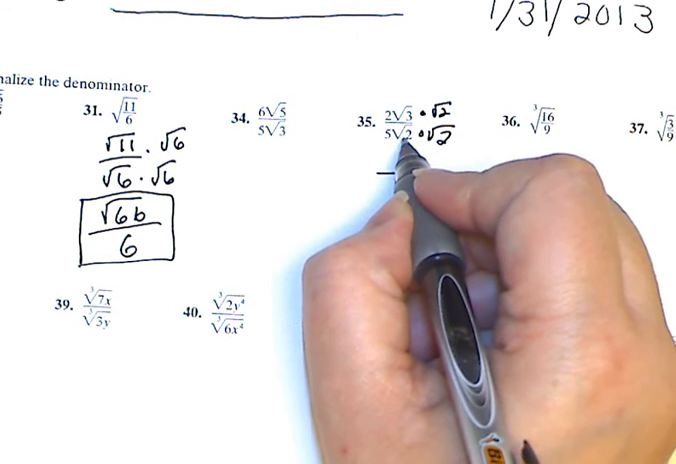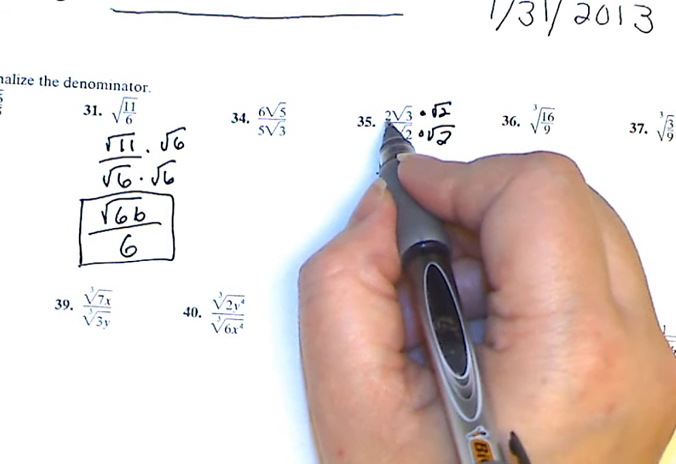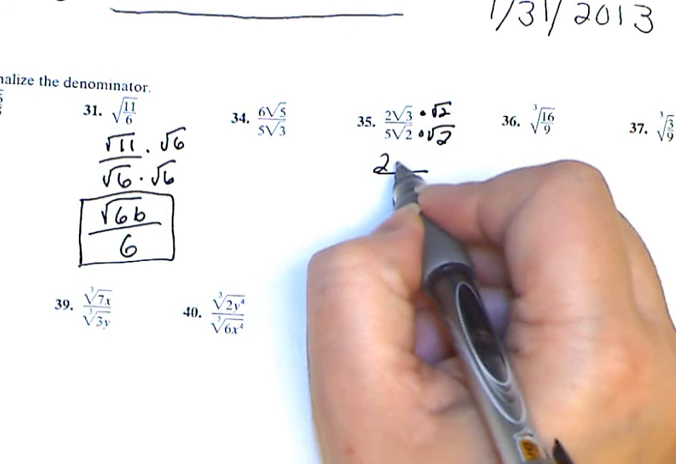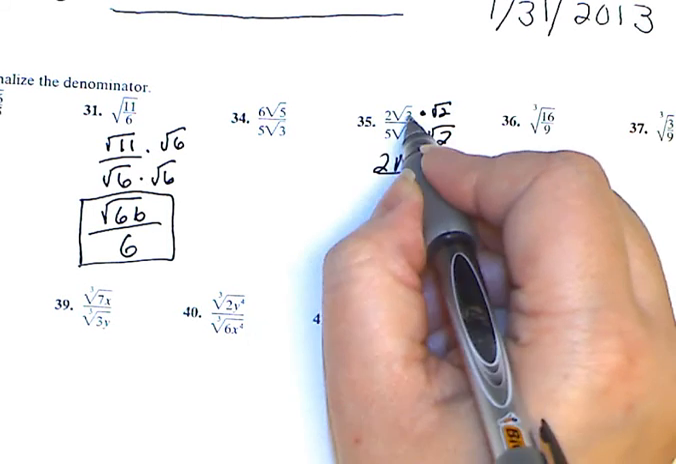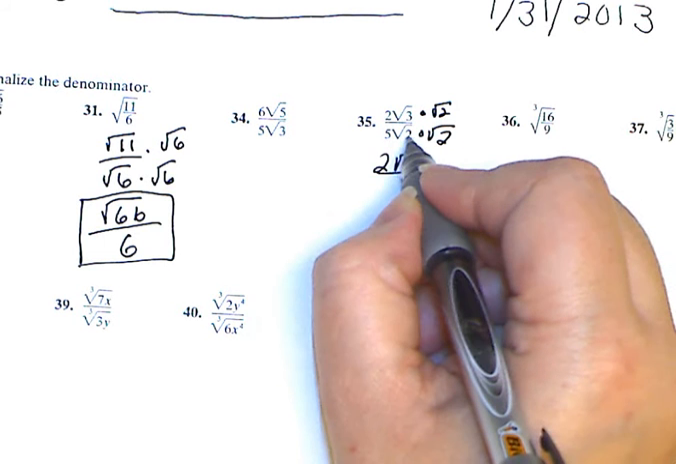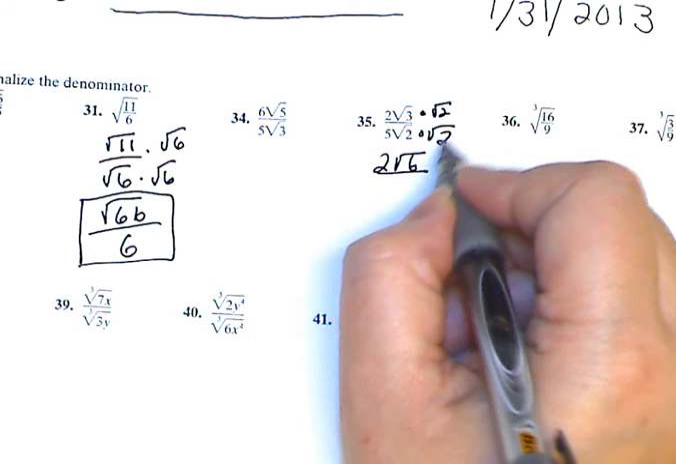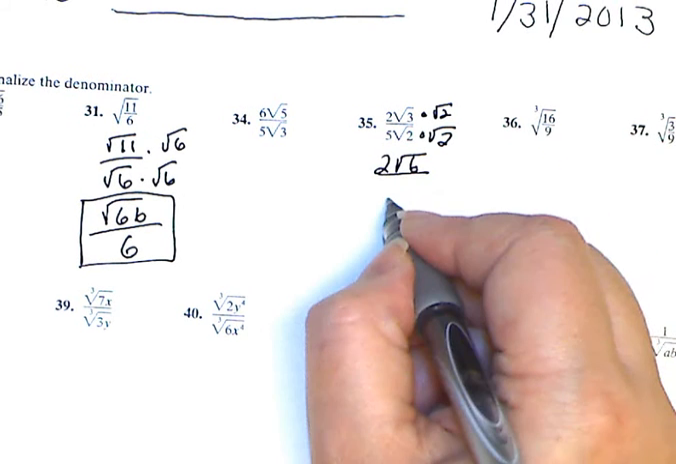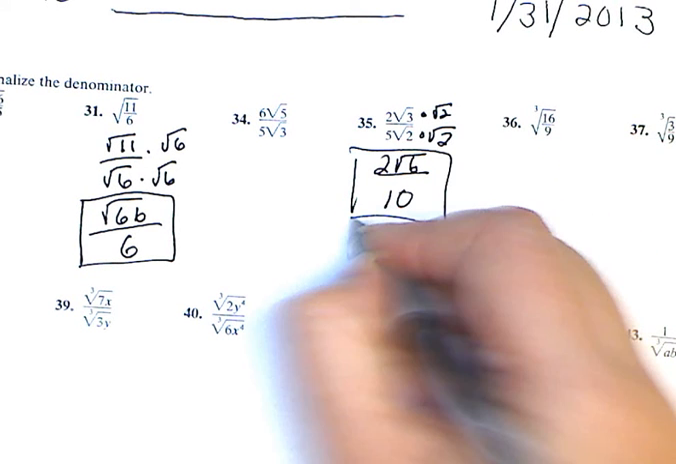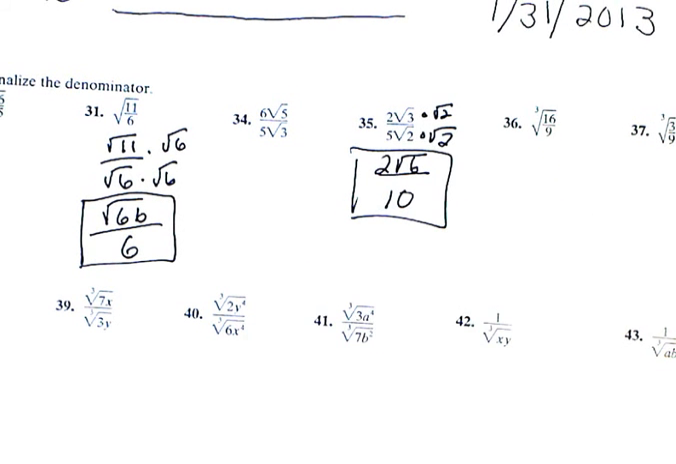Yeah. Okay. So on the top you have? 2 times the square root of 6. Very good, because 3 times 2 is 6. On the bottom you had 2 times 2 is 4, and then take the square root is 2, and that's how she got 10. That's the answer.